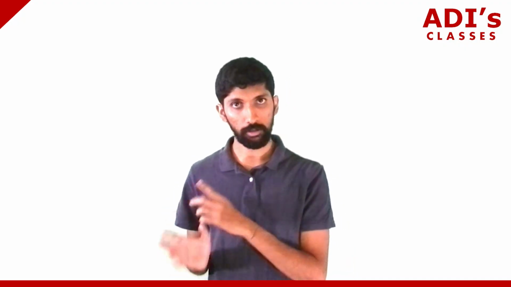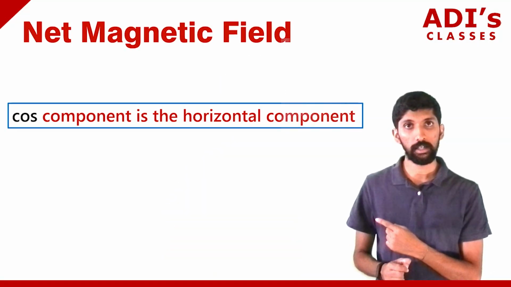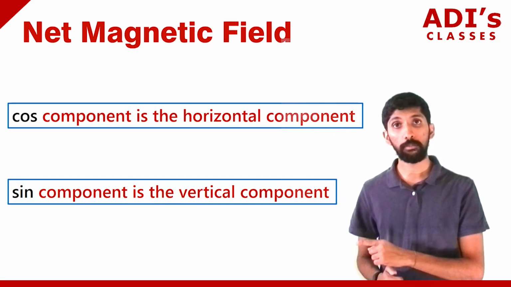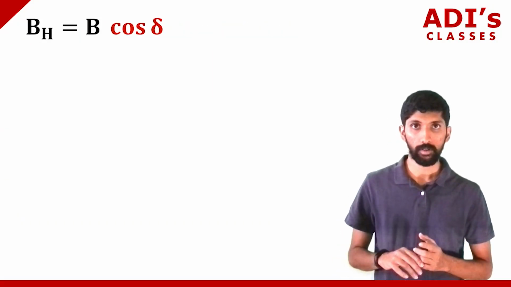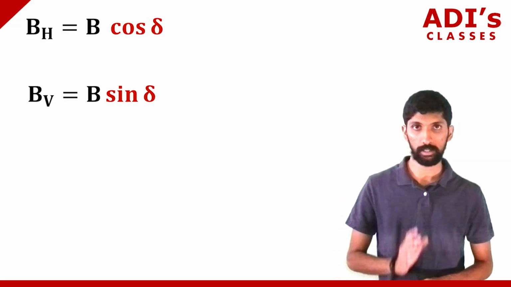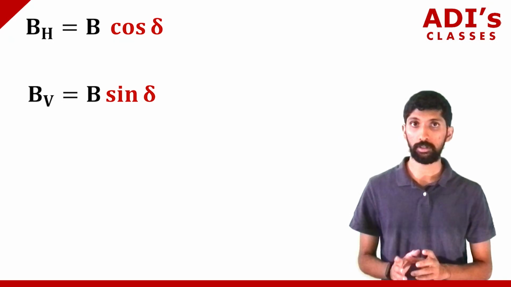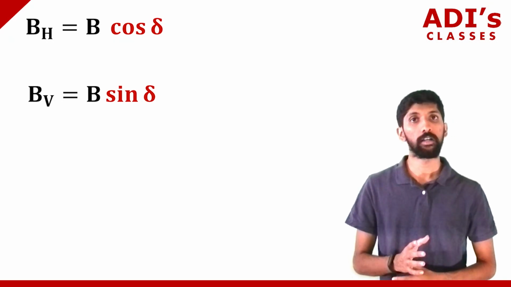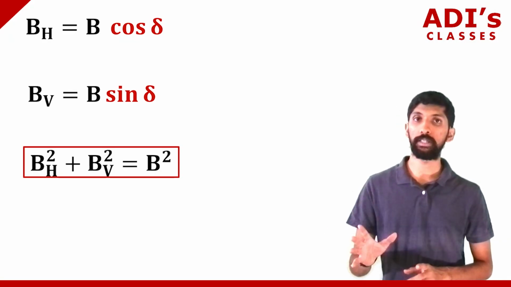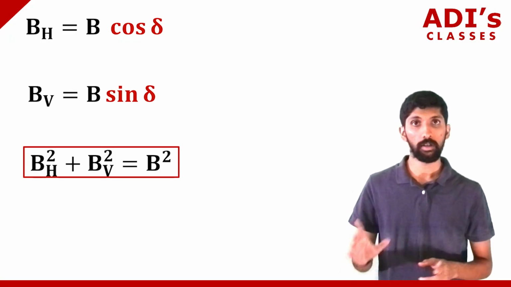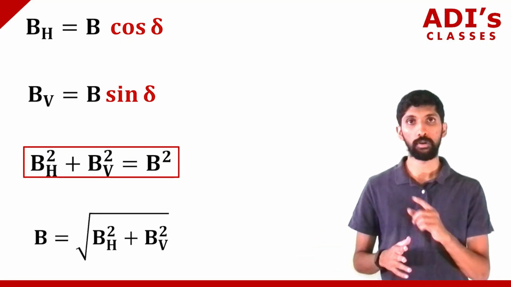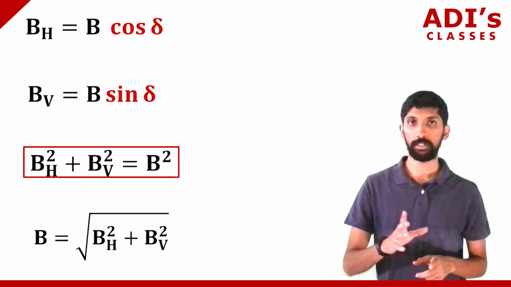If you look at this, the cos component is nothing but the horizontal component and the sin component is the vertical component, correct? So we have BH equal to B cos delta and BV equal to B sin delta. Now if you square and add these two, you will have BH square plus BV square equal to B square, because cos square delta plus sin square delta is equal to 1. So B is equal to root of BH square plus BV square.